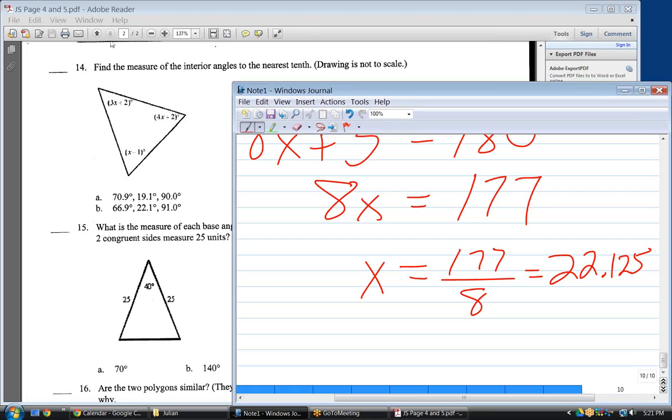Because in order to figure out what this angle is, I have to multiply x times 3, and then add 2. So I don't know if you can see that or not, but if we round off early in a problem, you create round-off error. It then gets magnified. In other words, if I round that off to 22.1 right now, let's figure out what 3x plus 2 is. Okay. What is it?